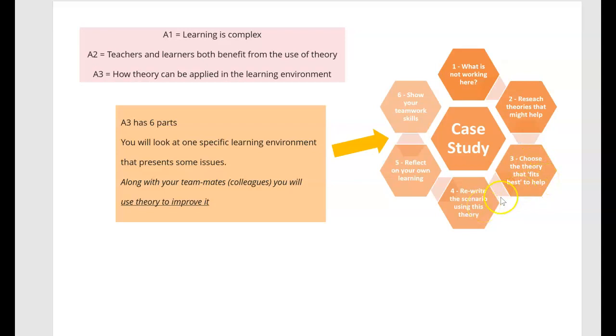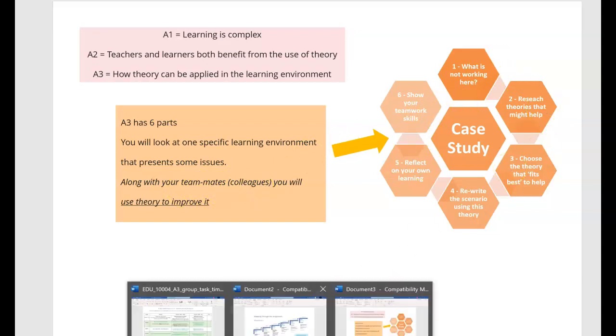You're then going to use the theory that you've decided works best to rewrite the scenario and improve it. You're going to reflect on your own learning. So you're learning over the 12 weeks, or there'll be 11 weeks when you submit. You're going to reflect upon that. So hopefully you've realized that learning isn't quite as straightforward as it looks, and how theory can really assist. And you're going to show your teamwork skills. So that's your collaboration with your teammates or your colleagues. And that's it. So let me show you this.